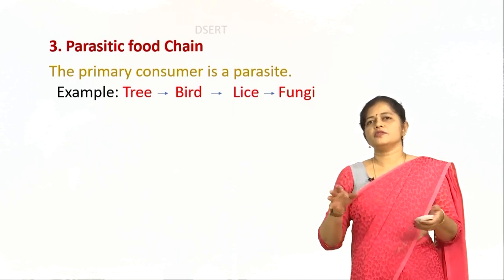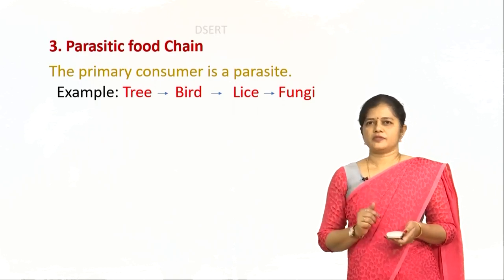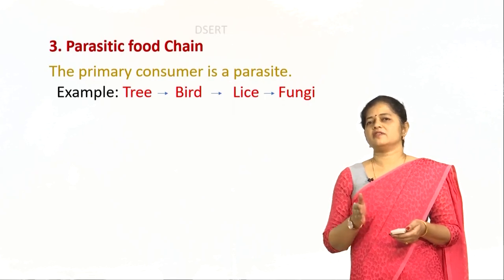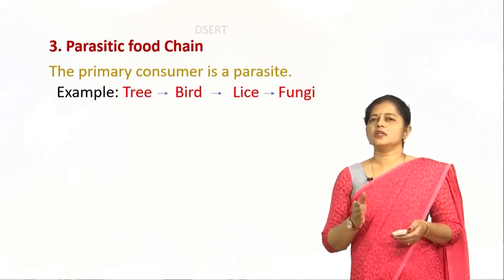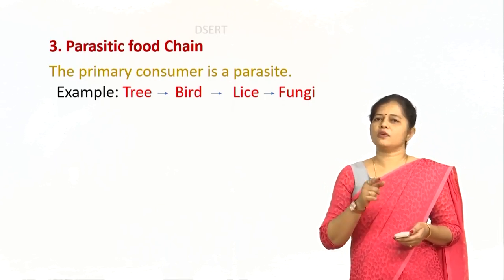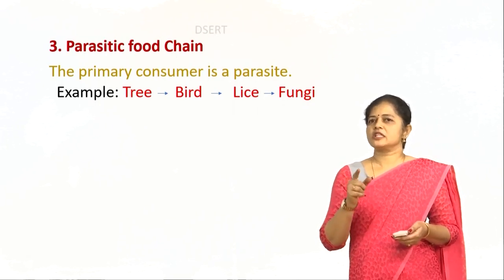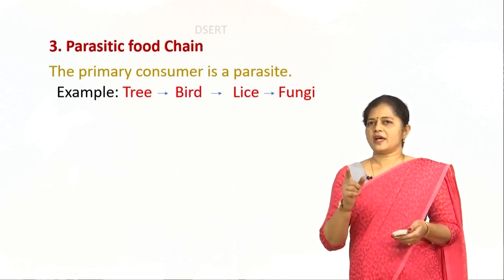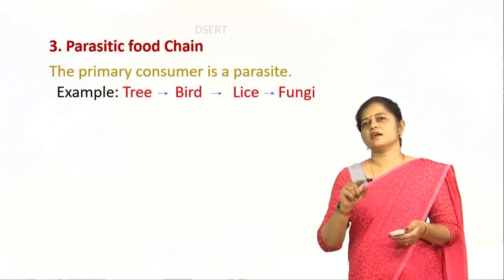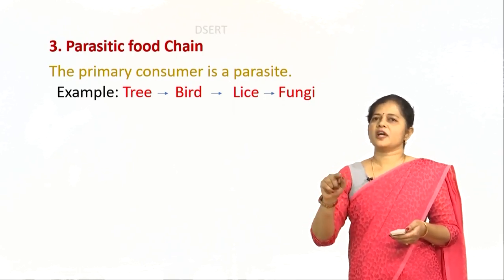Now how do you say this is a parasitic food chain? The tree is a producer, as usual. It is in the first trophic level. The second trophic level is the primary consumer, the bird. Now how can we call this a parasitic food chain? The bird is a parasite on the fruits produced by the tree, and in turn the lice which live in the bird are parasites for the bird, and the fungi which live on the lice are parasites for the lice. So the entire food chain is occupied by parasites.